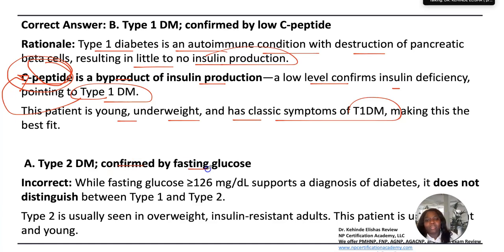Now type 2 confirmed by fasting glucose is incorrect, because a fasting glucose of more than 126 supports the diagnosis of diabetes, but it does not distinguish between type 1 and type 2. Type 2 usually is seen in overweight, insulin-resistant adults. The patient is underweight. That is a major rule out. That's why we rule out A and D.